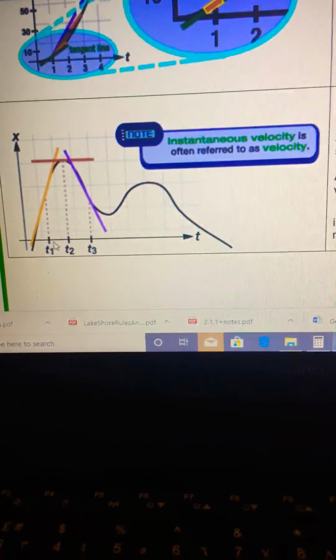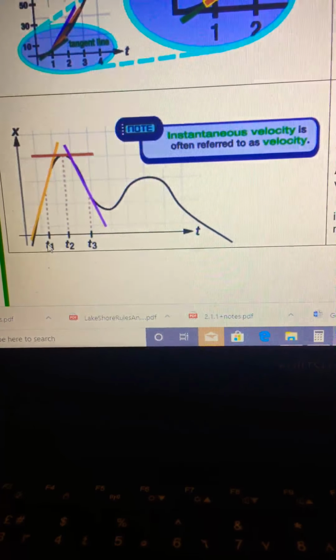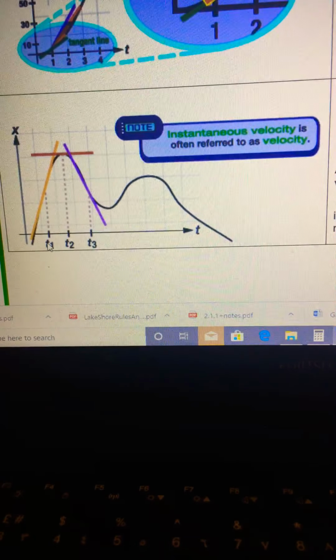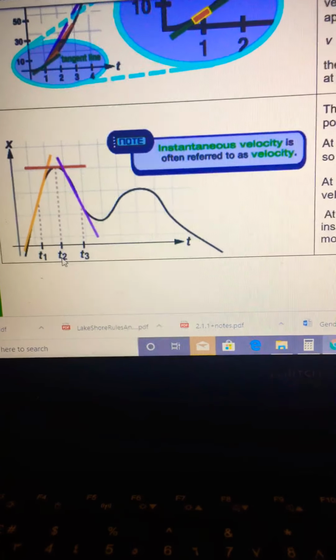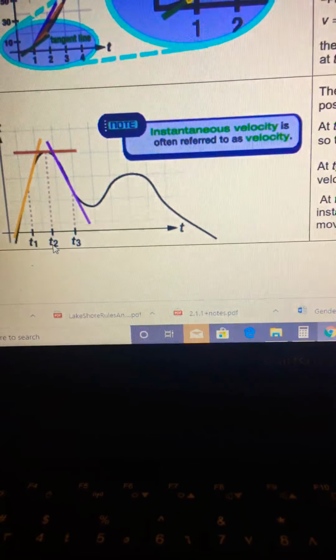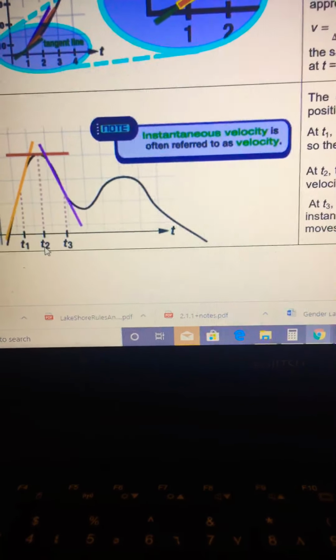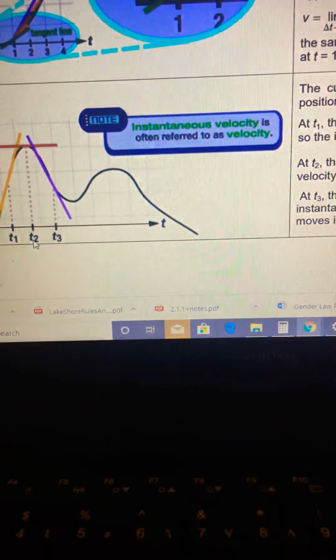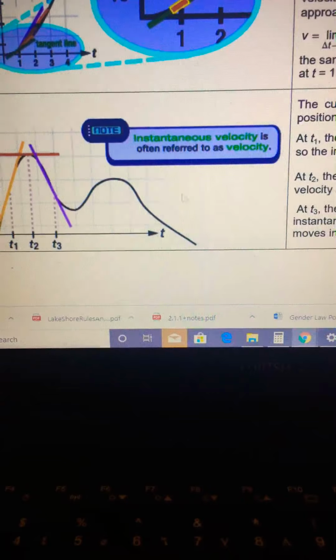At t1, the slope of the tangent is steep and positive, so the instantaneous velocity is large and positive. At t2, the slope of the tangent and the instantaneous velocity are zero, so the object is not moving. At t3, the slope of the tangent and the instantaneous velocity are negative. The object moves in the negative direction: positive, zero, and then negative. So this was all about the instantaneous velocity, and I hope you enjoyed it.